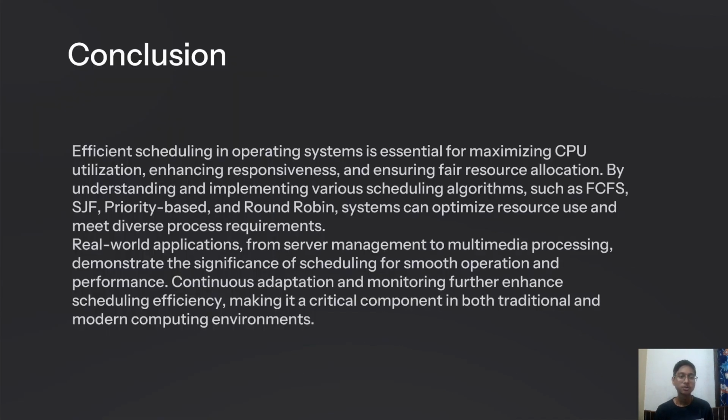If we conclude, efficient scheduling in operating system is essential for maximizing CPU utilization, enhancing responsiveness, and ensuring fair resource allocation. By understanding and implementing various scheduling algorithms such as FCFS, SJF, priority-based, and round-robin, a system can optimize resource use and meet diverse process requirements. Real-world applications from server management to multimedia processing demonstrate the significance of scheduling for smooth operation and performance. Continuous adaptation and monitoring further enhance scheduling efficiency, making it a critical component in both traditional and modern computing environments.